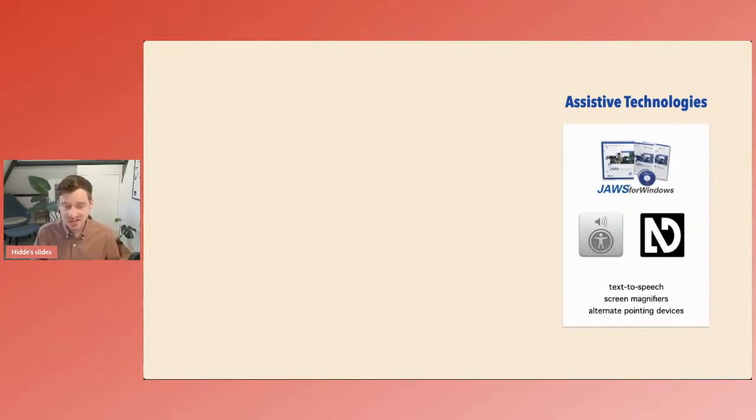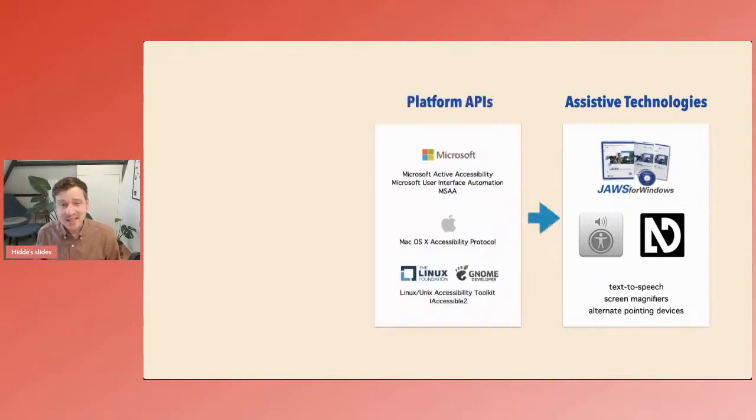One of the things these assistive technologies have in common is that they need to know what is going on on your screen. They need to understand what is happening. They get this information from platform APIs that are built into the platform. So Microsoft has their own APIs, Apple does. There are some Linux ones and some mobile ones as well.